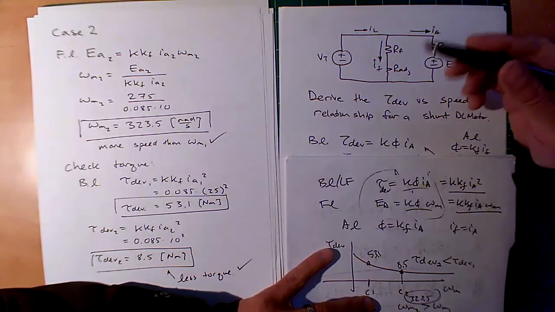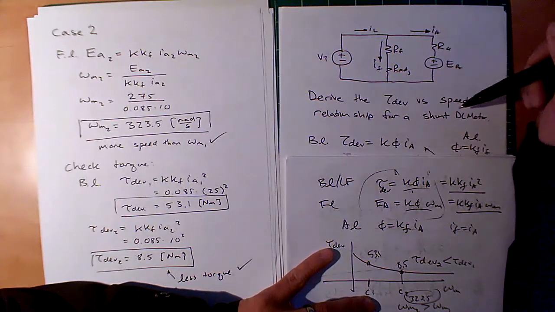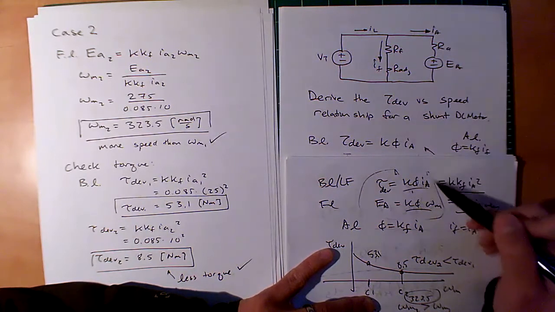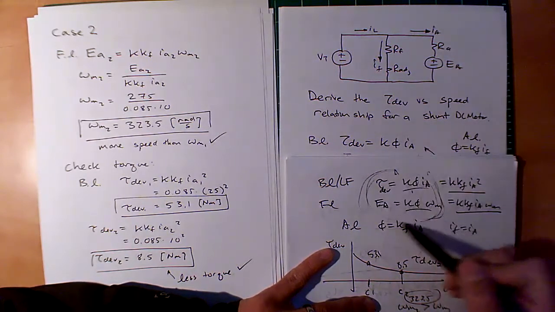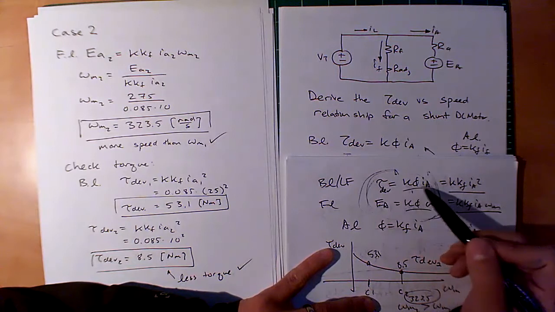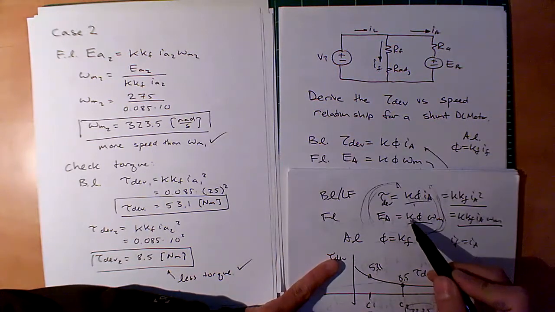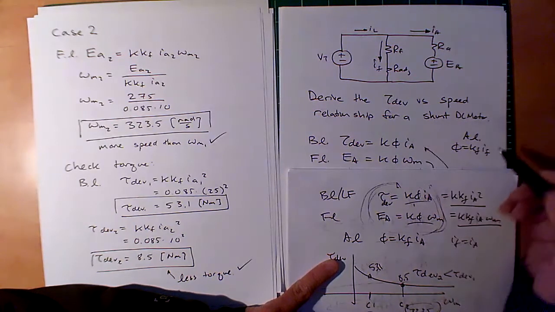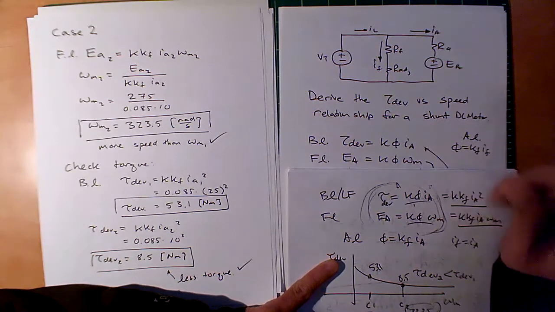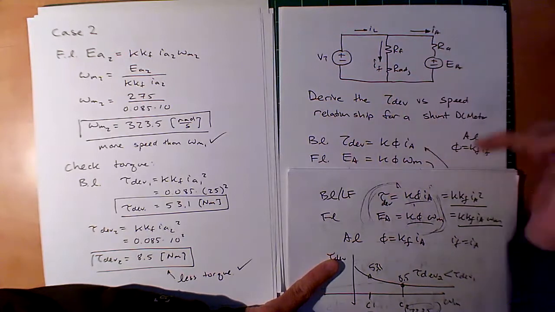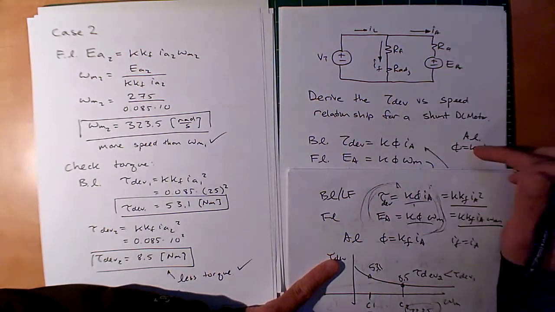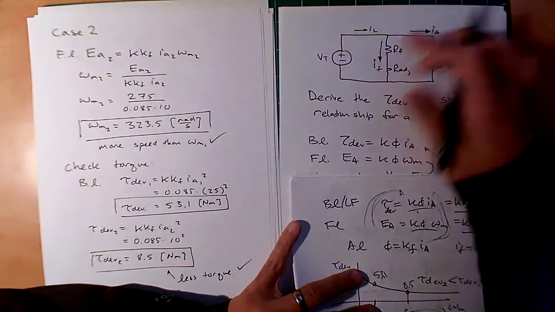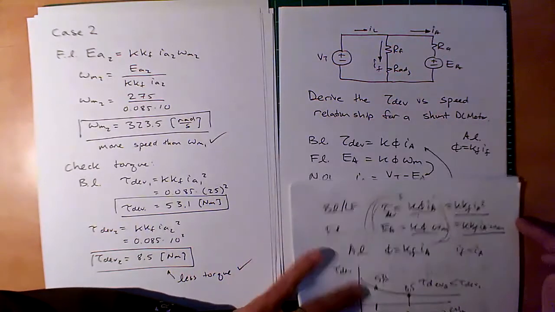Okay, so the question asks, derive the torque speed relationship for a shunt DC motor. Well, like I said before, these equations are still valid. Torque developed equals K phi IA, and Faraday's law, EA equals K phi omega M. Also, Ampere's law is still valid: phi equals KFIF. That doesn't change. So these physical fundamentals don't change. What does change is that IF and IA are no longer the same like in the series.